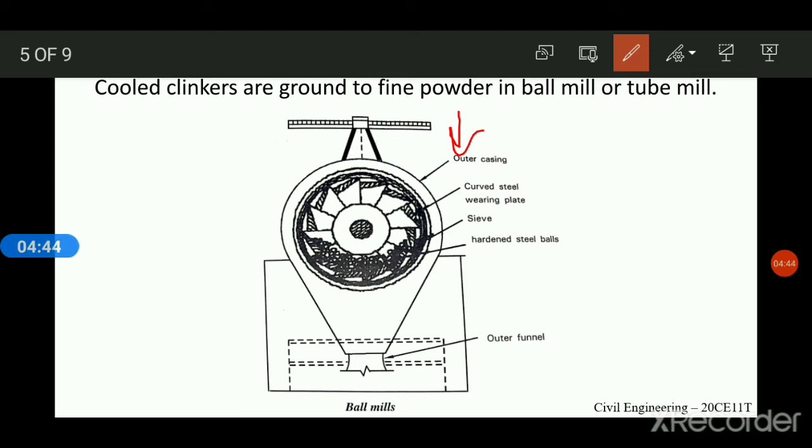You can see the steel balls. It's not very clear actually. Inside this ball mill, you can see the curved plates here. So these are curved plates, and you can see at the bottom small steel balls are there. The steel balls strike against the curved plates, due to which they will crush the material here.